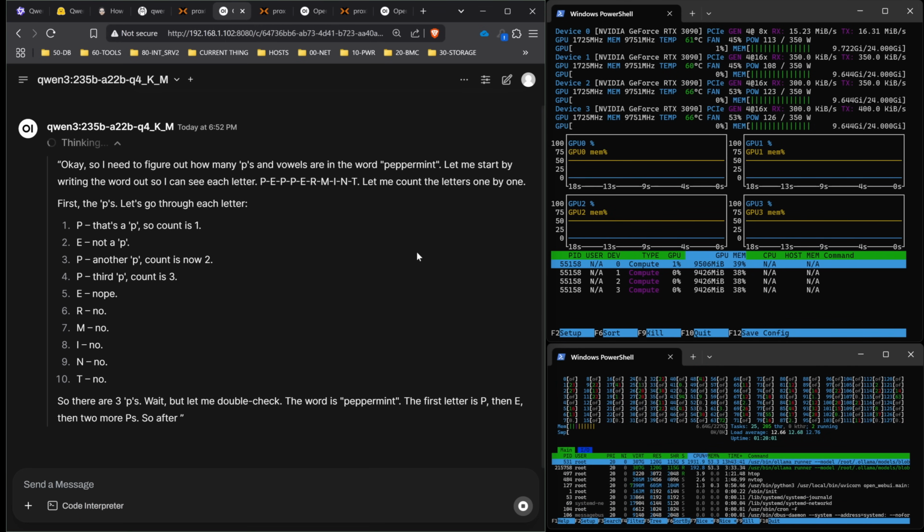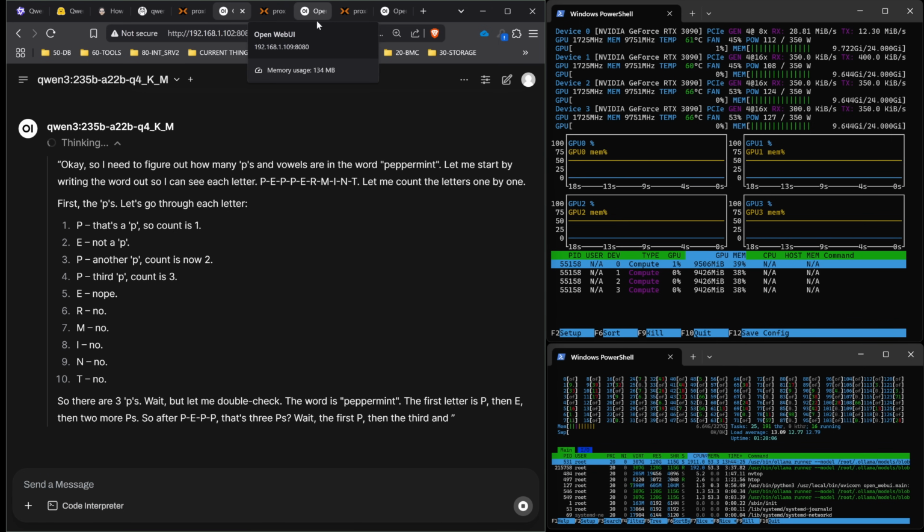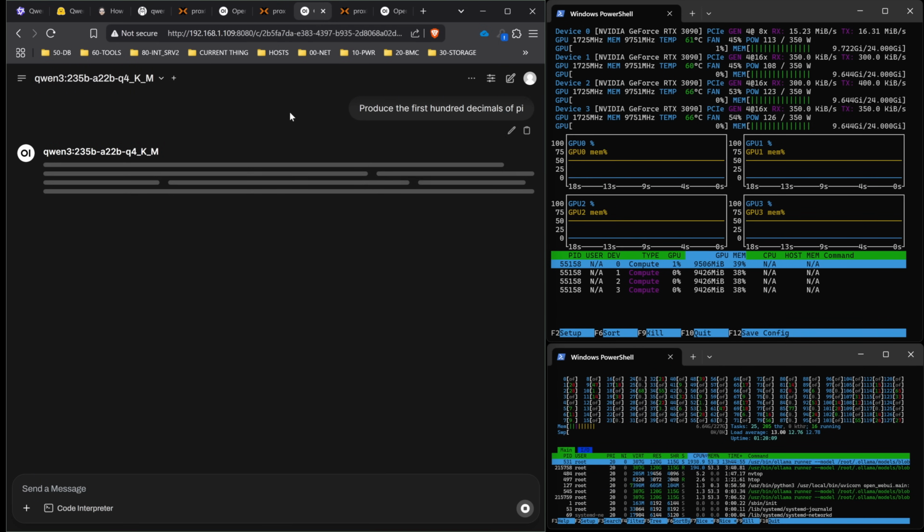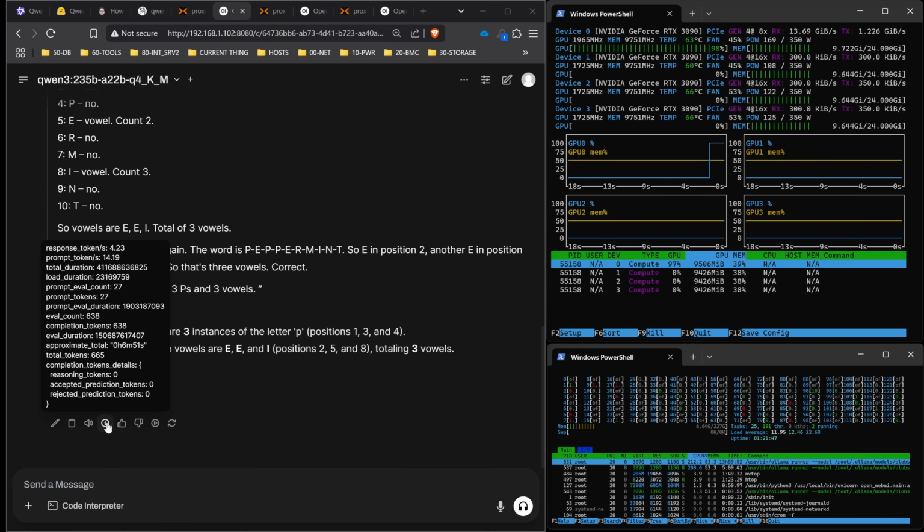Remember Deepseek thinking about Peppermint. Oh my gosh, Deepseek went crazy thinking about Peppermint. Did get it right, but it did go crazy thinking about Peppermint. All right, it did get Parsing Peppermints correct also.